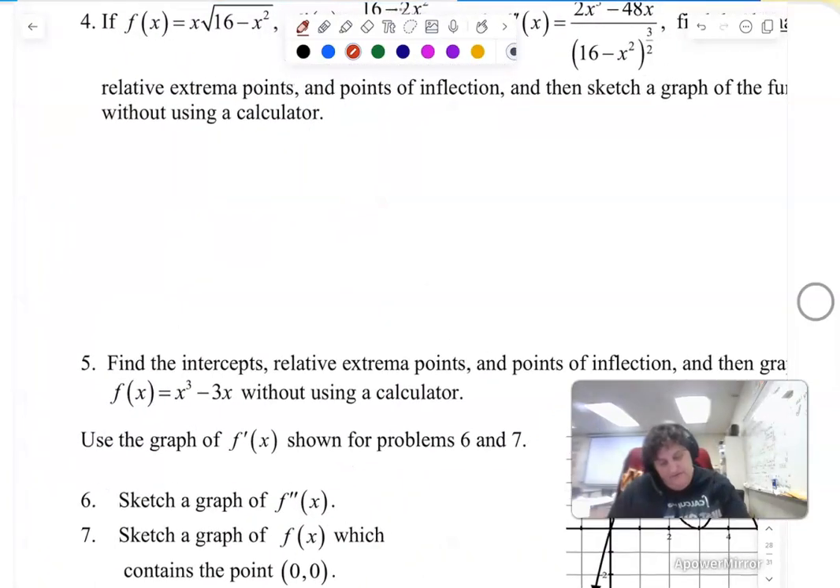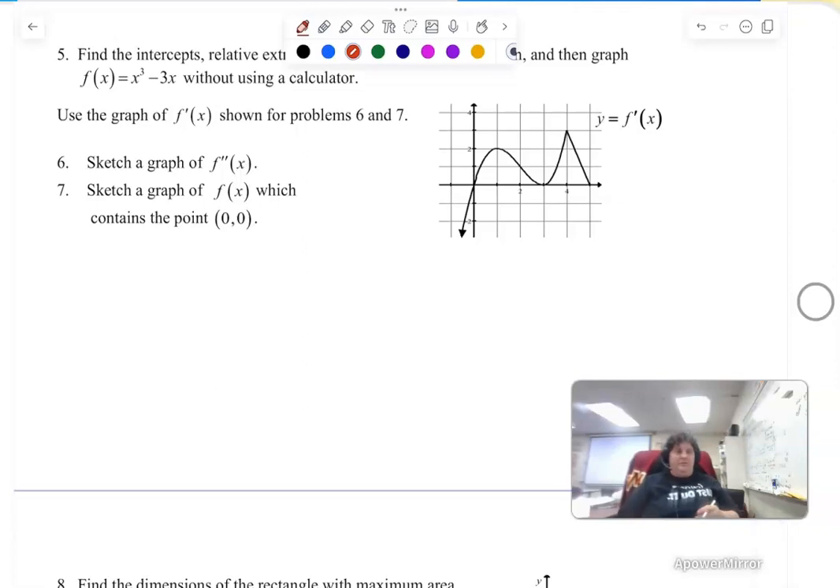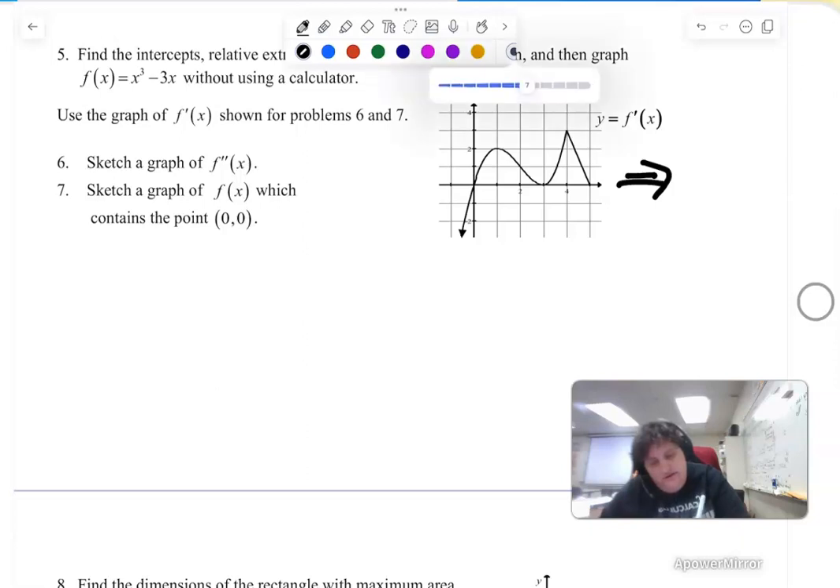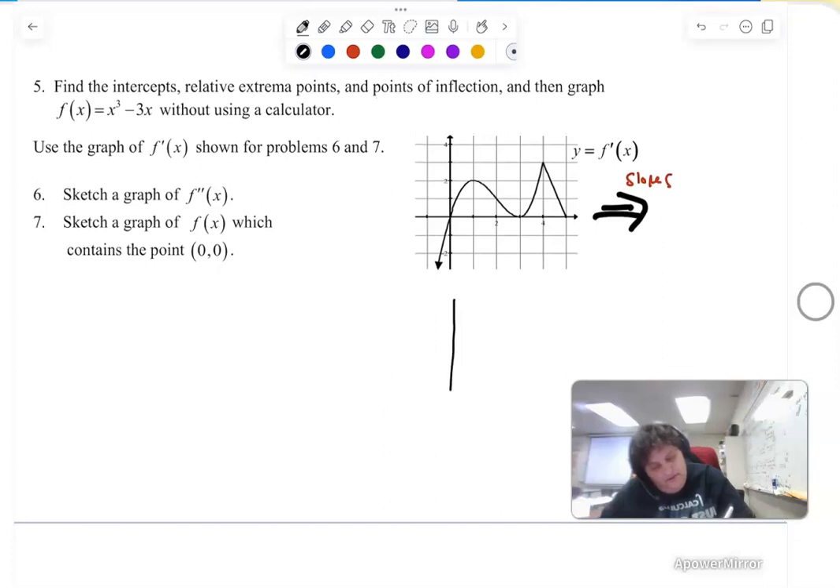Okay, now 6 and 7. Let me go ahead and do it on here. Okay, guys, when you're going forward, all you're doing is just thinking about slopes, okay? So I'm going to go forward. I'm going to go to the graph of f double prime first, and the first thing I notice is that the slope is 0 at 1 and 3, and something's going on at 4, right?